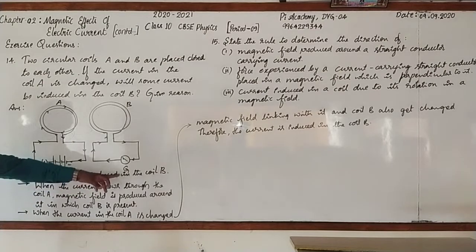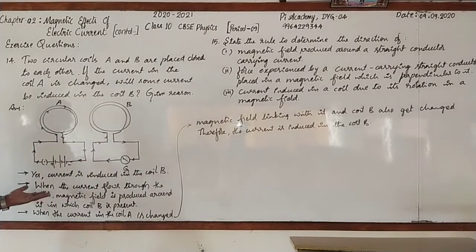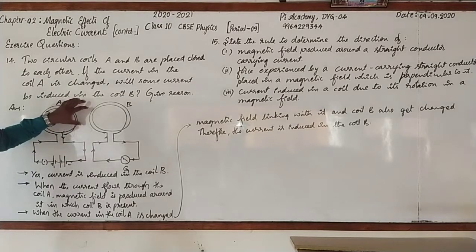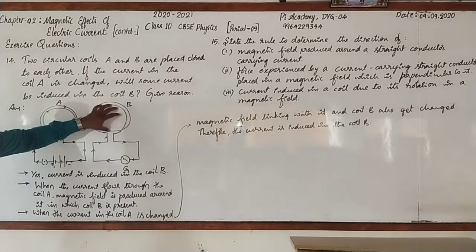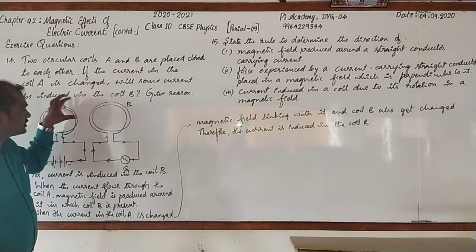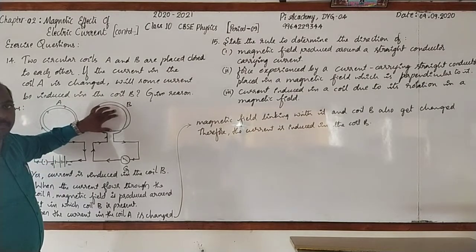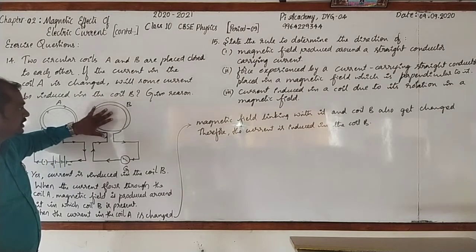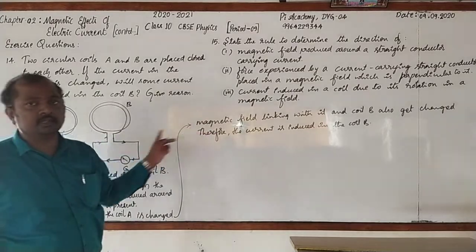See, here the current is induced in the coil B. The reason, it has been given that when the current flows through the coil A, then magnetic field is developed around the coil A. And in the magnetic field of coil A, coil B is present. Next, when the current in the coil A is changed, the magnetic field linking with it also gets changed. And the same magnetic field which is linking with the coil B also gets changed. Hence, the current is induced in the coil B.